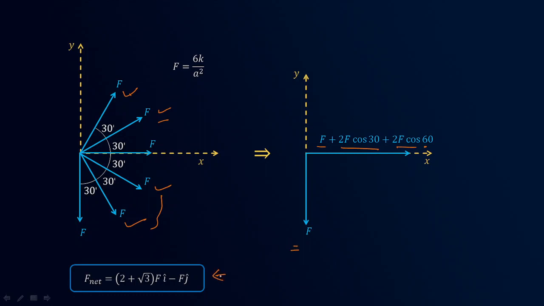So we can simplify. So net force will be how much? (2 plus root 3)F i cap plus F j cap, where F is how much? F we considered as 6k by a square. Q1 Q2 is 1. Simple, easy.